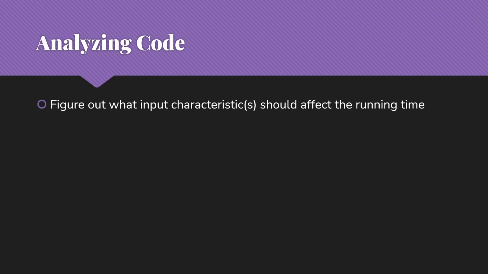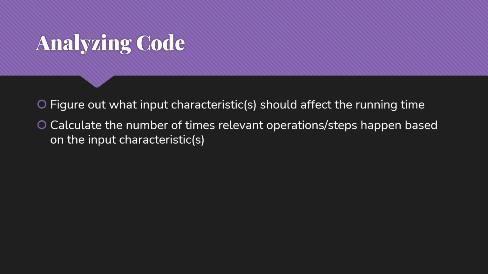So the first thing we're going to do is to just figure out what input characteristic or characteristics should affect the running time. So what is it that is doing that? Is it the size of the graph and the number of nodes? Is it the size of the graph in terms of number of nodes and in terms of number of edges? That's going to depend on your representation for that graph. We might also have cases where it's just the size of a number, as we mentioned before with factorial.